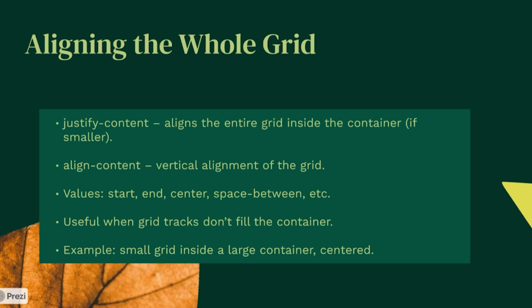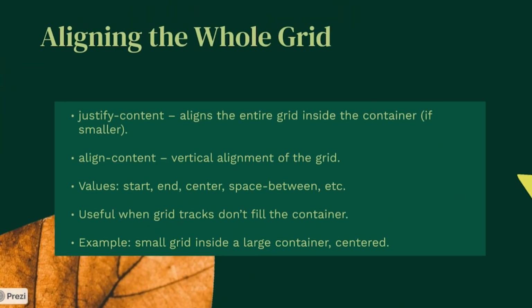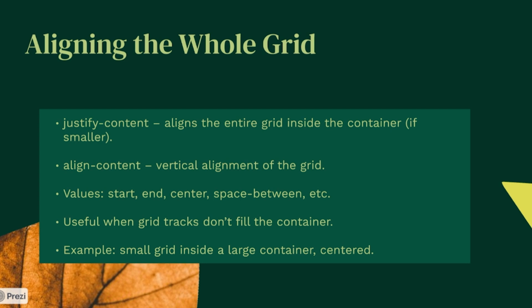You can use justify-content to align the grid to whichever side you want. Justify-content manages the horizontal position, and align-content controls the vertical position.